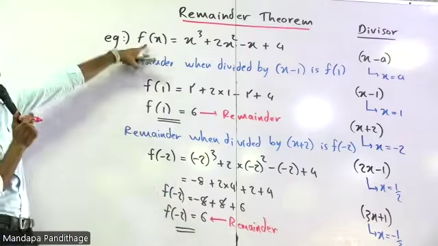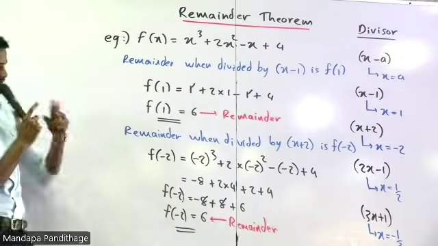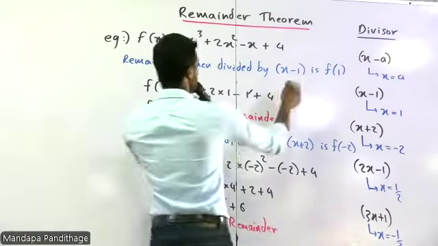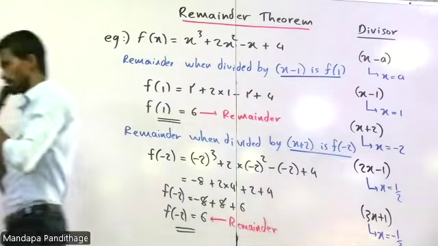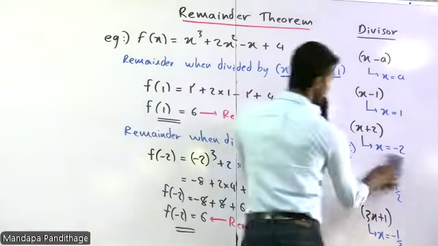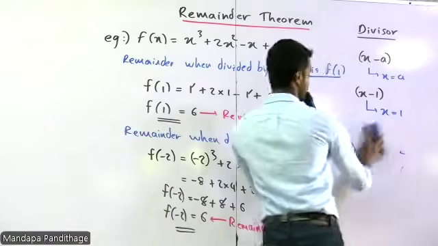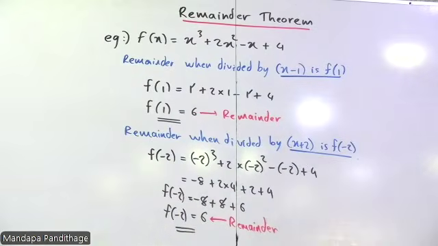Okay, do these two examples. Take a general f(x). The remainder when divided by x minus 1 is f(1). When divided by x plus 2 is f(-2). Do it alone. Just write the function and the statement looking at the board. Then do the simplification alone.